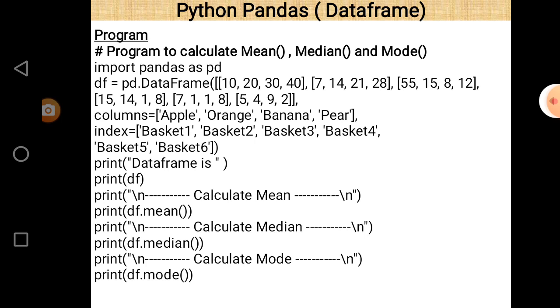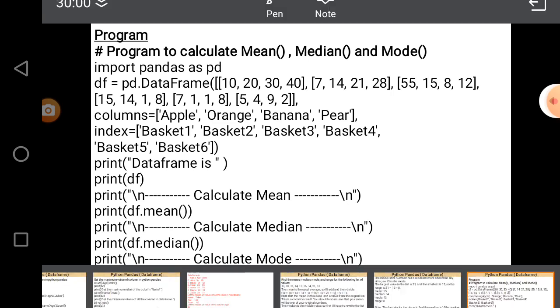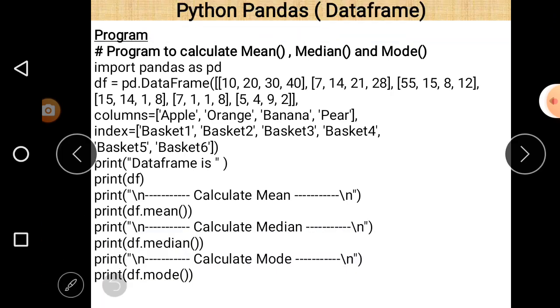Before df there is a line which will print "calculate mean", and then df mean. Now it is important to calculate the mean value. Just write the name of the data frame, which in this case is df, and we write df dot mean. Mean is the name of the function, so using this function we can find the mean.